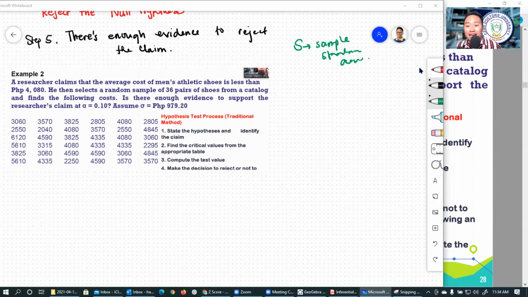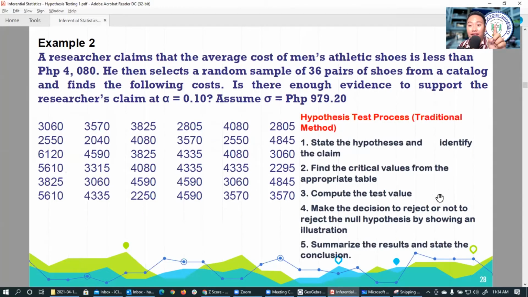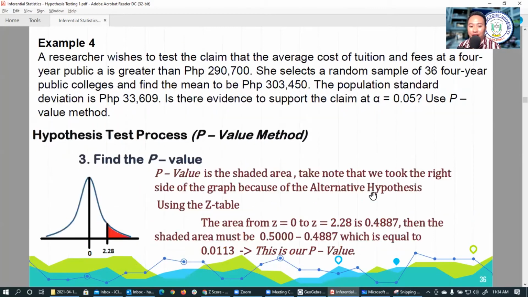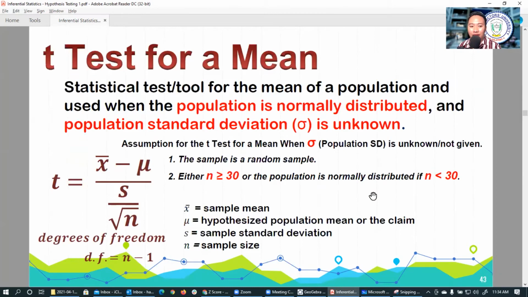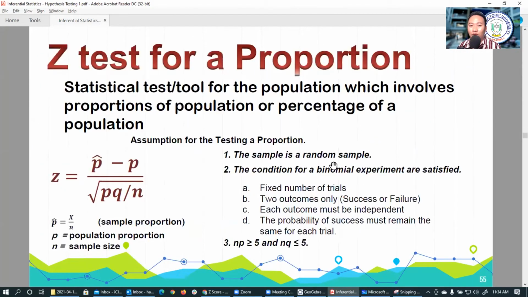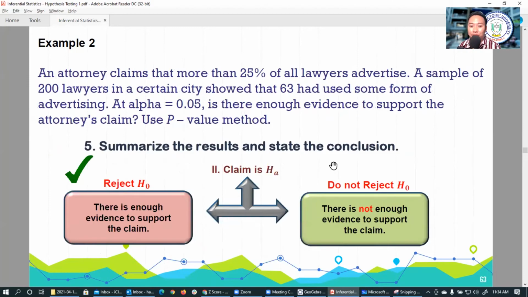So with that being said, guys, the standard deviation that we have here is coming from the sample. We are still going to be using the z-test for the mean. So we're still going to be using the same statistical treatment. The reason is that, as I've mentioned, there are a lot of different tests, guys. Look at this example here. It's the p-value method. Another is the t-test for a mean. I'm just giving you the overview. T-test for a mean, then the z-test for a proportion.